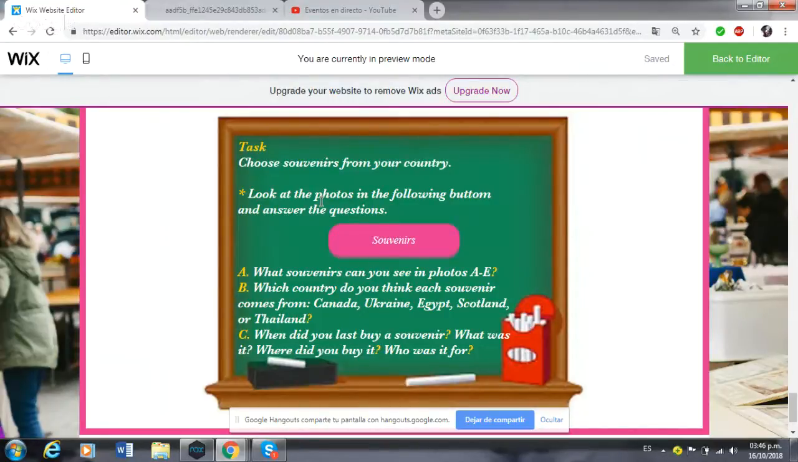Okay, then this is a task about souvenirs. Please develop it. You can develop these questions in our document, and this homework you can send me through WhatsApp, Skype, or my Gmail, into the group chat if you want.